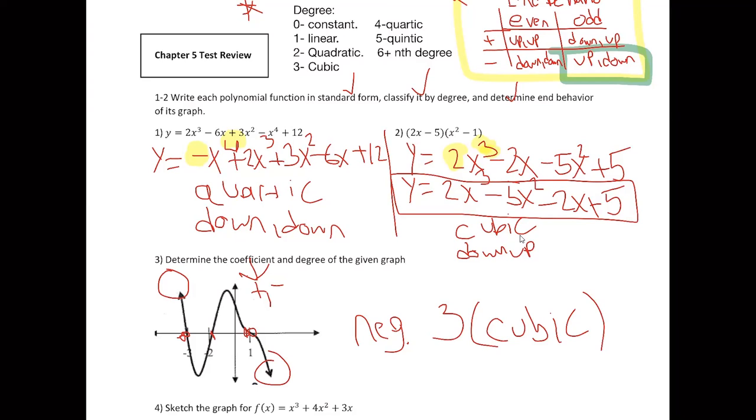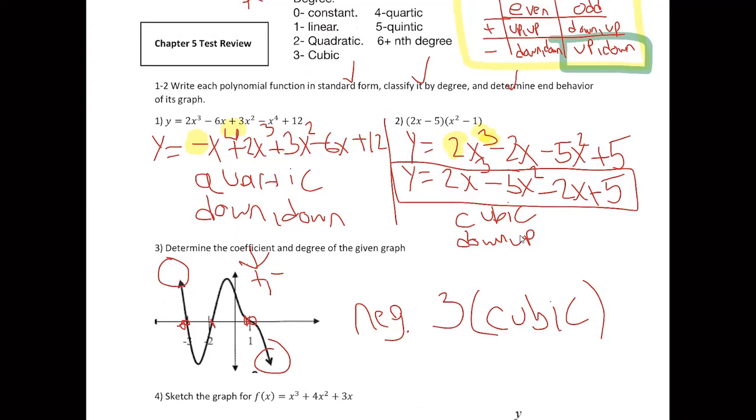Let me know if you have any questions about these first three. These three questions all come from our first section, 5.1. You'll see very similar questions: I'll give you 2 questions like that, and I'll give you a graph where you're supposed to answer these 2 questions as well. So the format of the test will be very similar to this review.